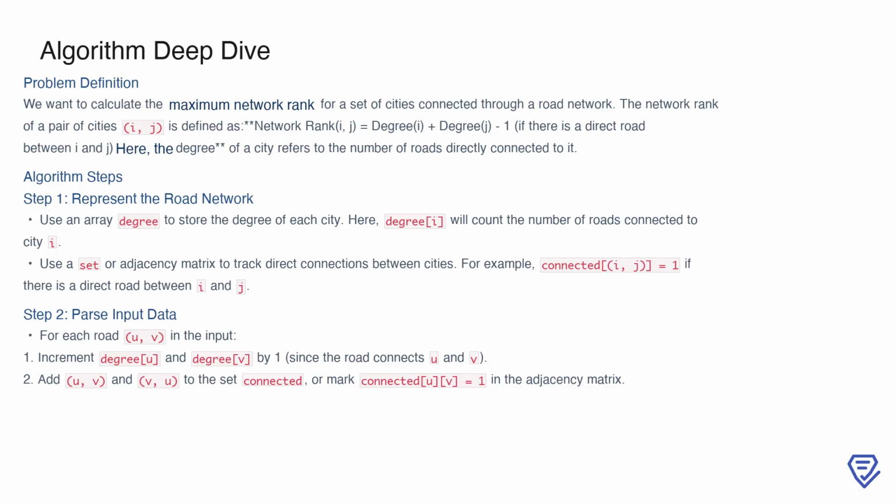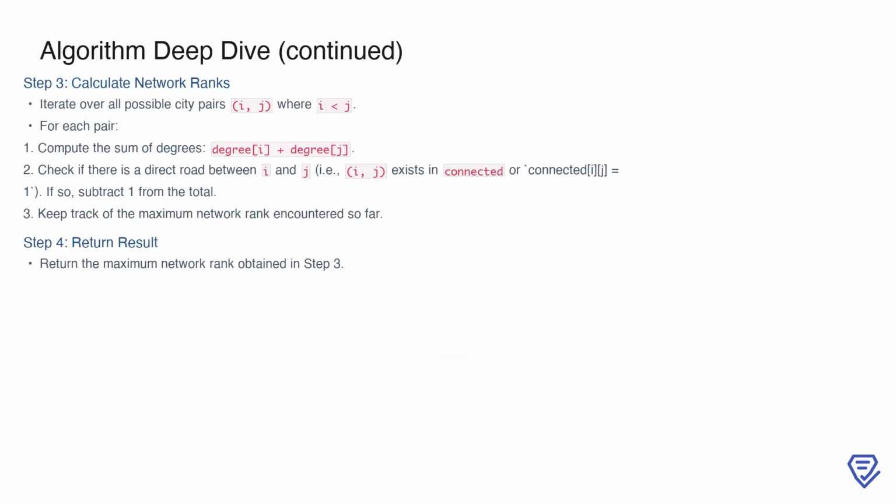A set allows us to store each road as a pair of connected cities, like (i, j), while an adjacency matrix provides a grid-like structure where connected[i][j] indicates whether a direct road exists between cities i and j. These structures will enable efficient processing of the network data. Once the road network is represented, we move on to the calculation of network ranks.